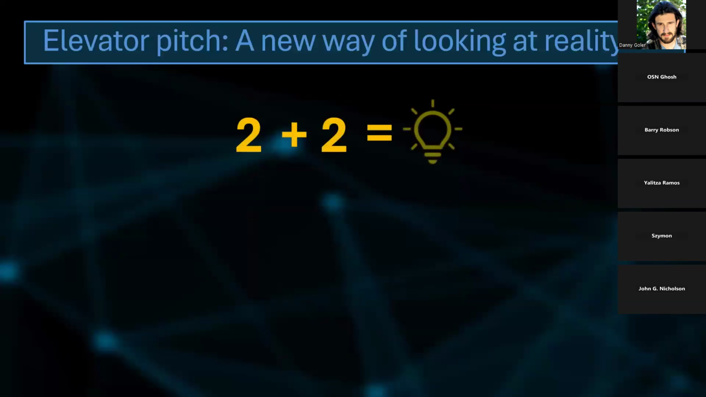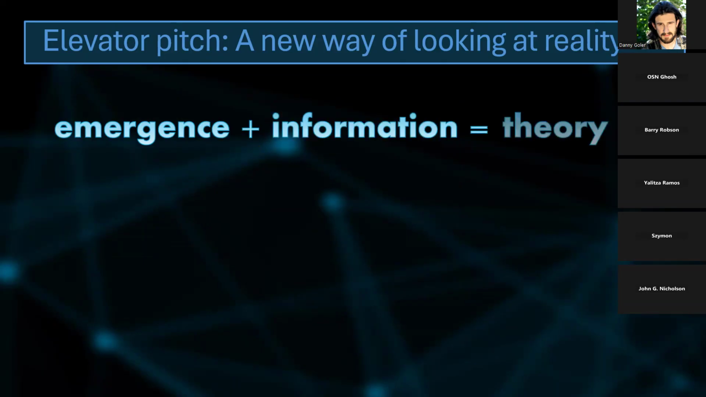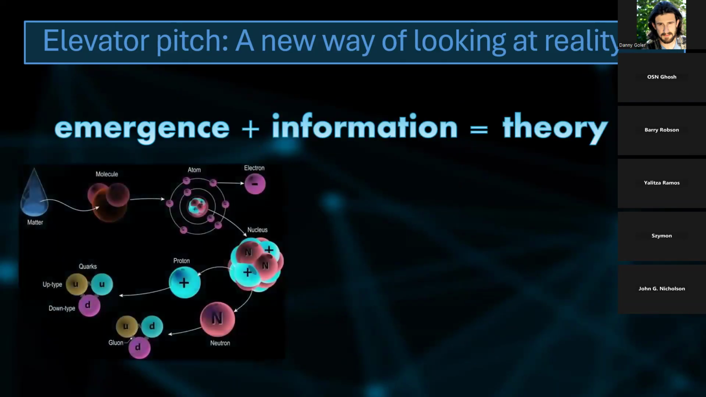So this 2 + 2 is something. What is that? Emergence and information. To understand this completely, we have to be very clear about the kind of emergence and the kind of information that I'm talking about, because both of these terms are used in very different ways. And if you have a different idea of what I mean by emergence and information, then basically the theory doesn't work.